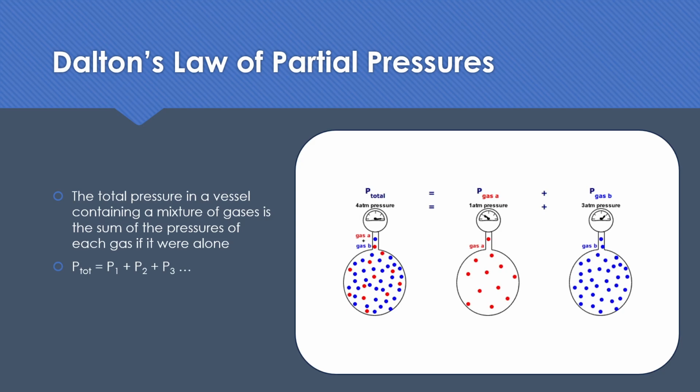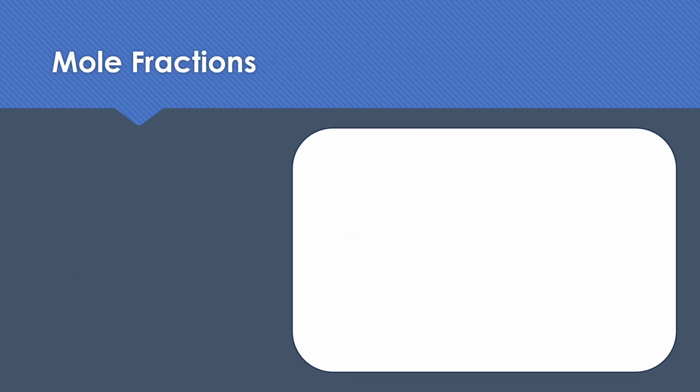So I have gas A that by itself would have 1 atmosphere of pressure. I have gas B by itself would have 3 atmospheres of pressure. I slap them in the same container, and I have a total of 4 atmospheres of pressure. It's pretty straightforward. Related to this is the idea of a mole fraction.